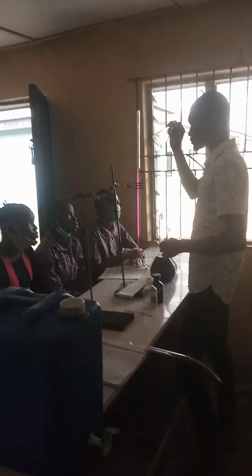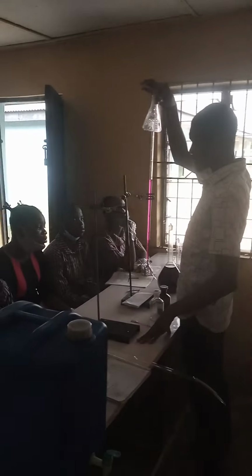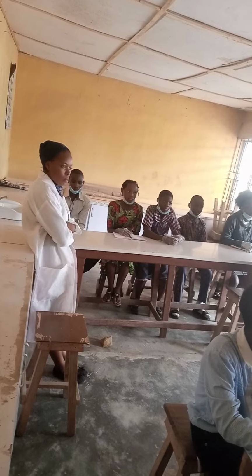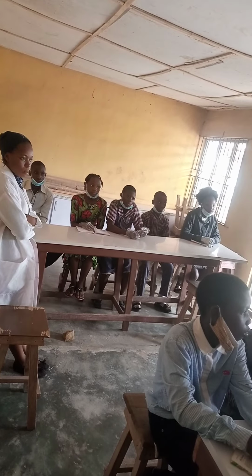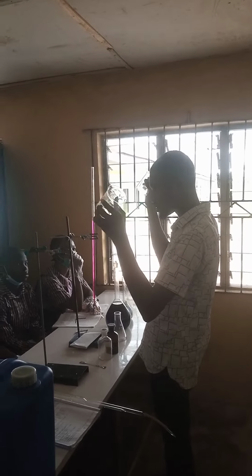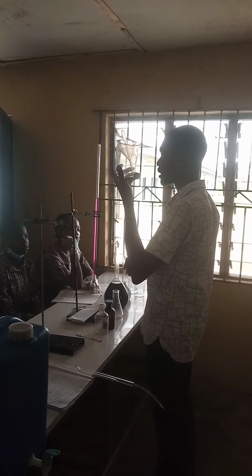And also we have what we call the conical flask. The what? The conical flask. And we have what we call the beaker. You have the beakers in different sizes. This one is 250 mil. That is 250 centimeter cube. And if you look, this one is 600 mil. That is 600 centimeter cube.